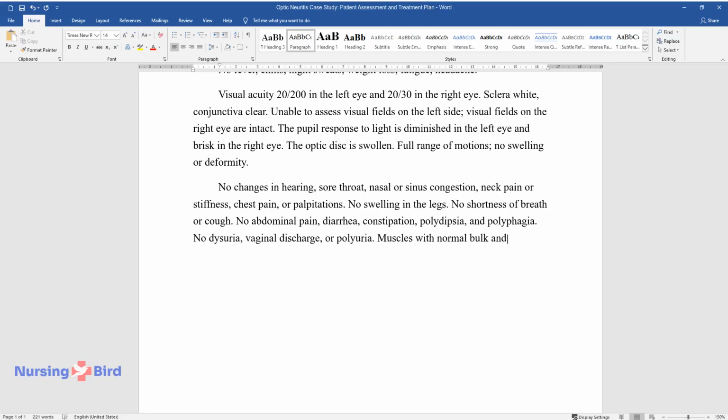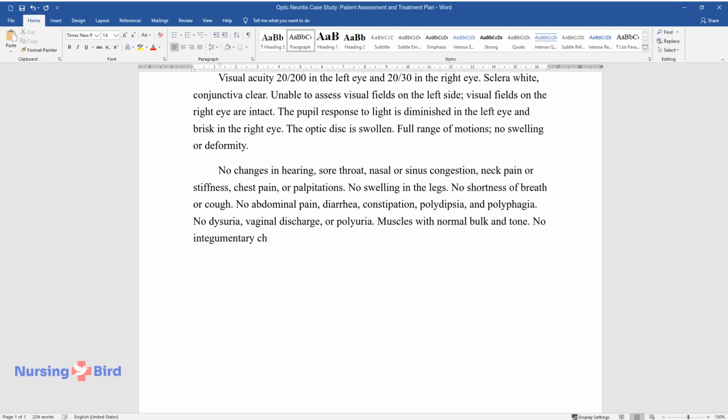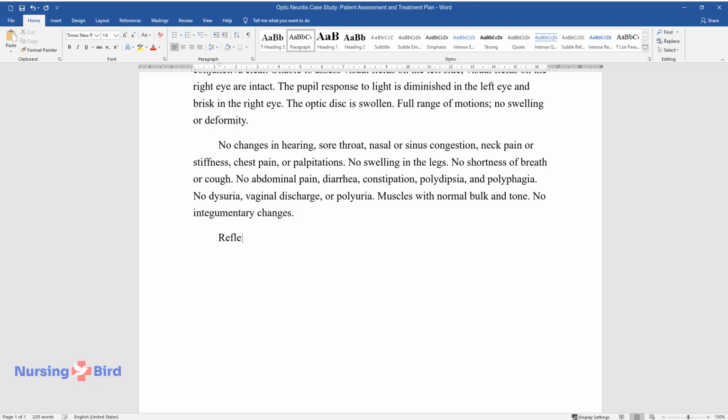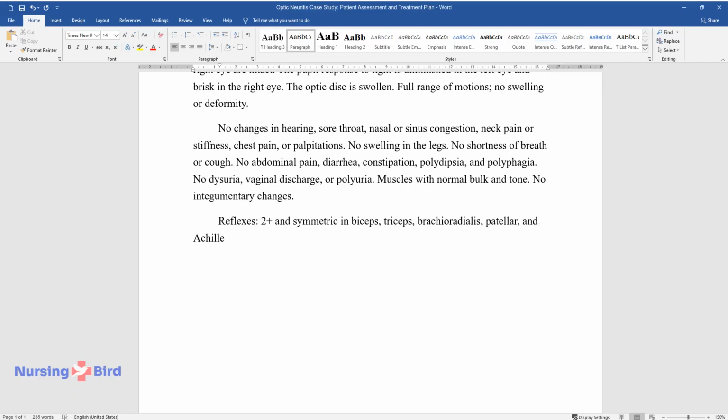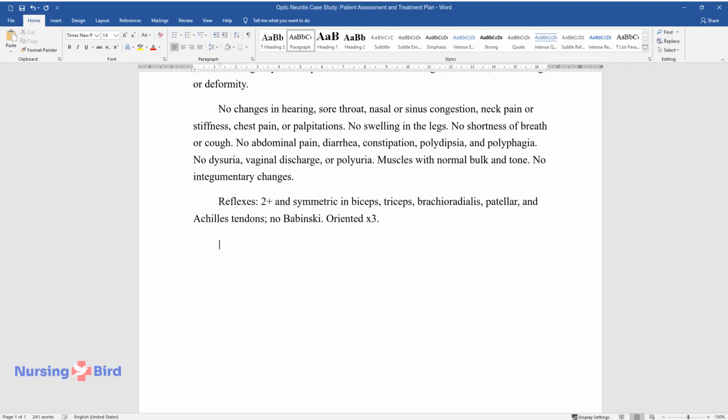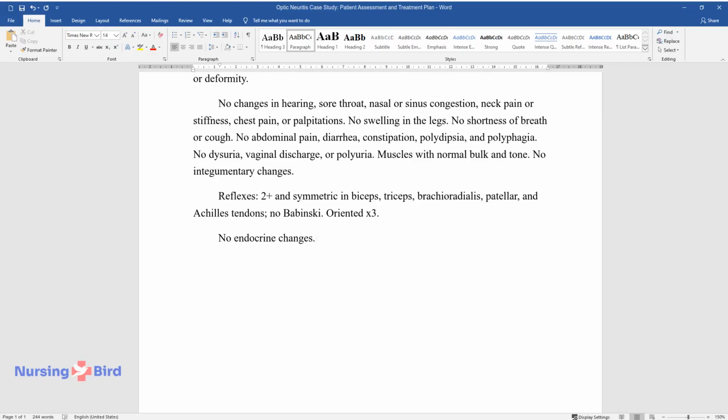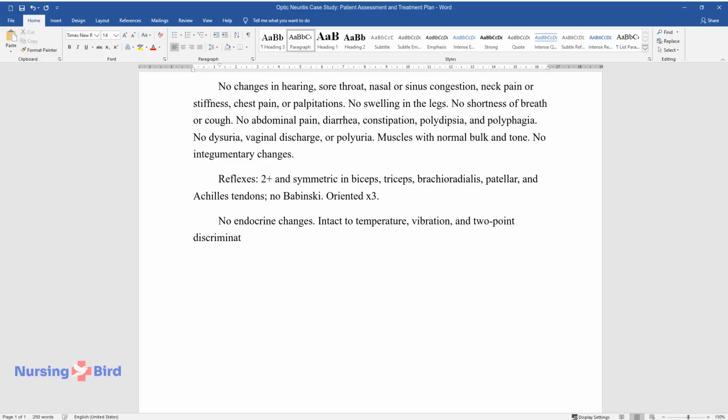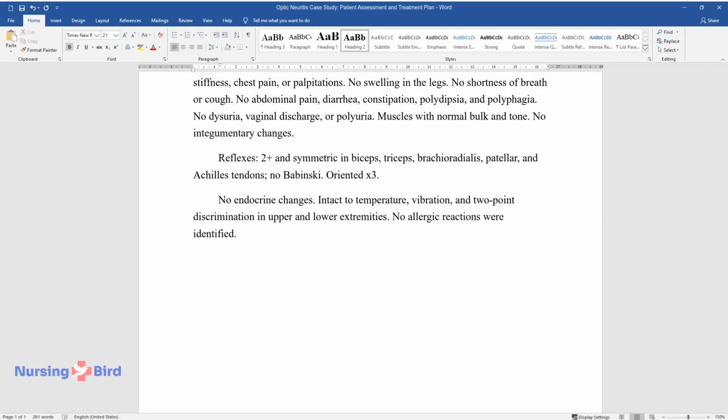Muscles with normal bulk and tone. No integumentary changes. Reflexes, normal and symmetric in biceps, triceps, brachioradialis, patellar, and Achilles tendons, no Babinski. Oriented to person, place, and time. No endocrine changes. Intact to temperature, vibration, and 2-point discrimination in upper and lower extremities. No allergic reactions were identified.